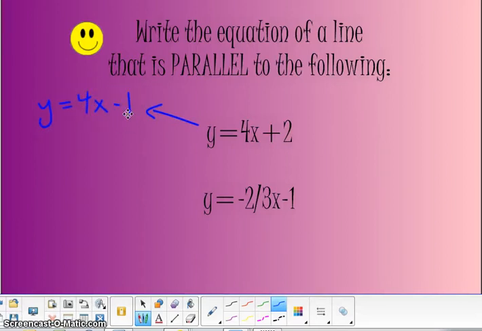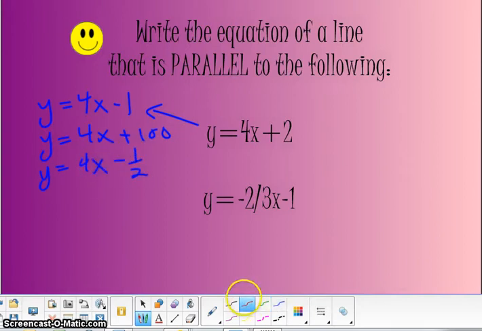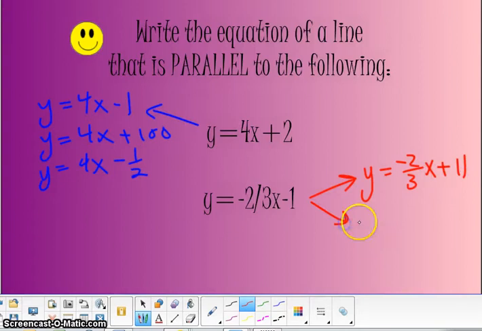Notice the only difference is going to be the y-intercept. As long as you have the slope exactly the same, it doesn't matter what number you put as the y-intercept. They will always be parallel because they have the same slope. Okay? Now for the next one, it is y equals negative 2/3. So if anything is y equals negative 2/3 x, then you know you have a line that is parallel to the given. Okay?